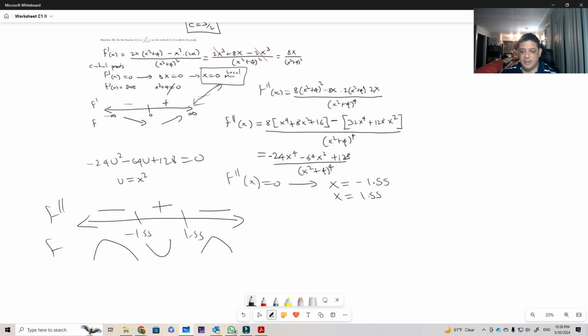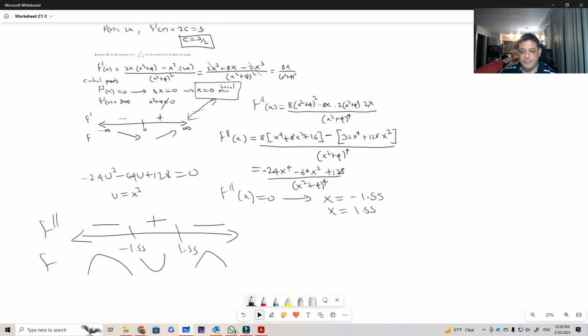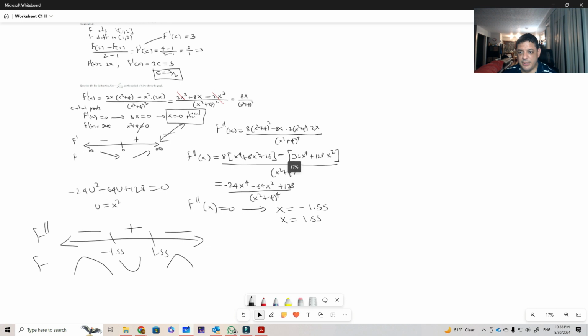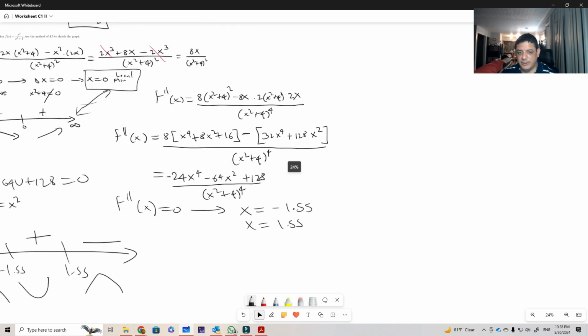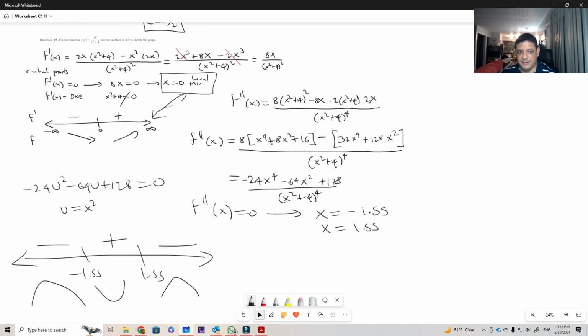So now we know that this 0 is the local minimum. And now we have enough information to graph what this is. We know that f of 0 is going to be 0.